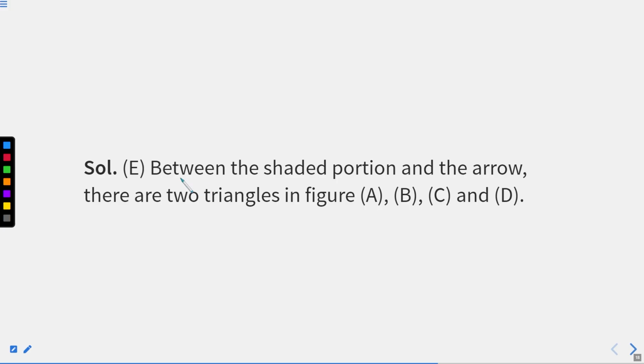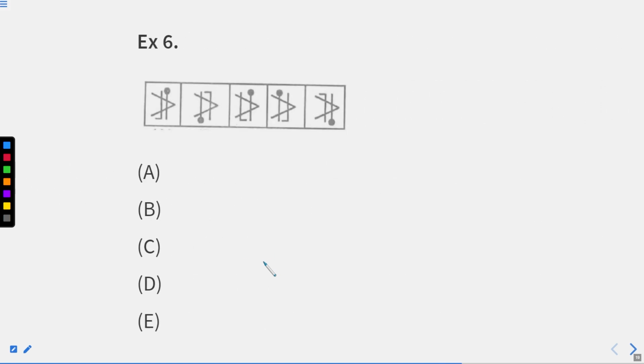Similarly, we can write it like between the shaded portion, figures A, B, C and D, everyone has at least two triangles in between them. Hence E is your answer as it is having only one triangle between the arrow and the shaded part. I hope this part is also clear, right? Now I'll move to the next question.